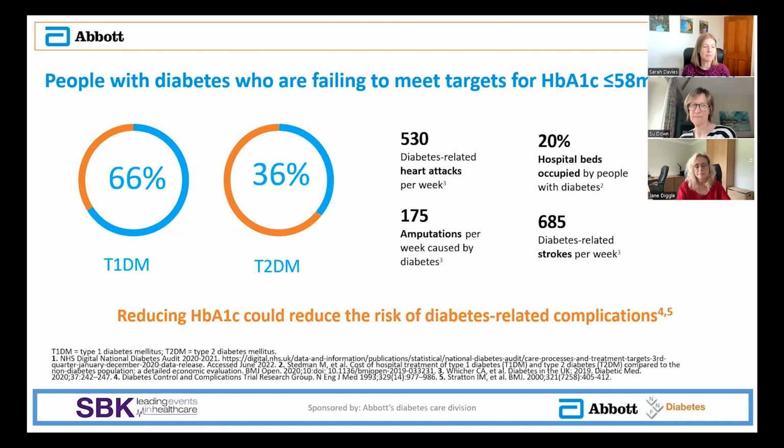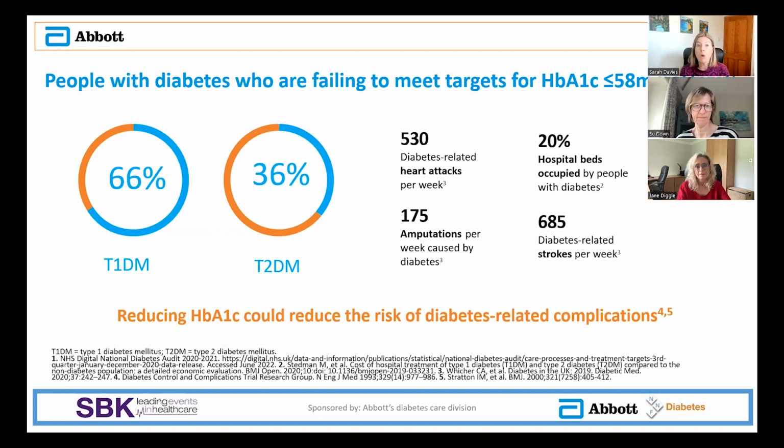So 66% of people, and this is data from the National Diabetes Audit a couple of years ago, 66% of people with type 1 diabetes not meeting that generally recognised target of an HbA1c of less than 58 millimoles per mole, 36% of people with type 2 not reaching that target.